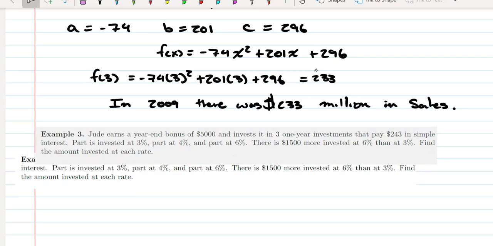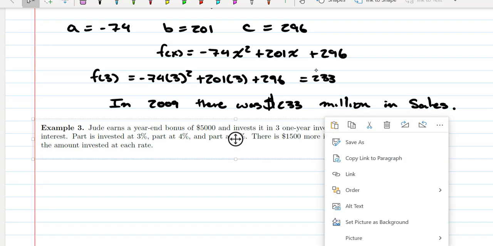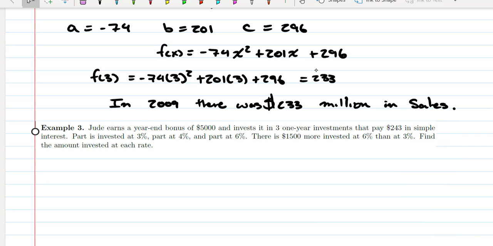Our next example is Jude earns a year-end bonus of $5,000 and invests it in 3 one-year investments that pay $243 in simple interest. Part is invested at 3%, part is invested at 4%, and part at 6%. There is $1,500 more invested at 6% than 3%. Find the amount invested at each rate.